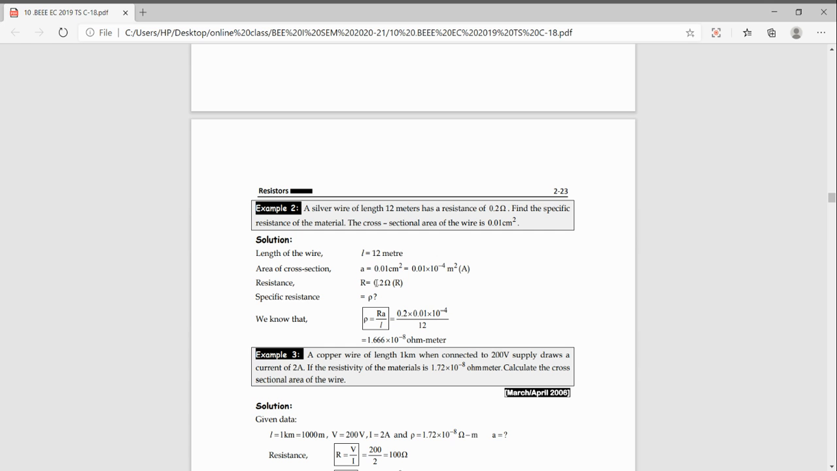Now we can directly substitute the values of R, A and L in the equation. We know that R is equal to rho into L by A, so rho is equal to RA by L. We substitute all the given values in this, and then we will get the value of rho, which is equal to 1.666 into 10 to the power of minus 8 ohm meter. So this is how you have to calculate the resistance value with the given parameters.